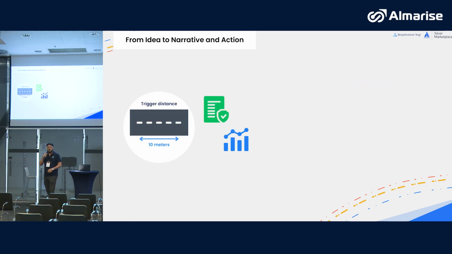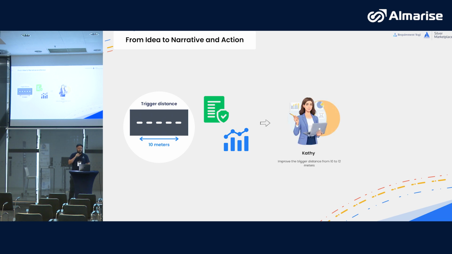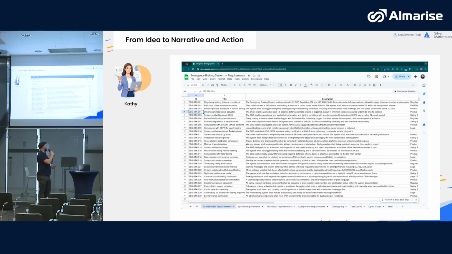So this company, they are having an issue with the braking system where sometimes the software activates too late. So the issue is, of course, it's a law regulation, so they cannot be like, oops, let's make the distance lower. So Cathy is put in charge of increasing the distance from 10 meters to 12 meters. And of course, she's migrating the Excel specification to Confluence.